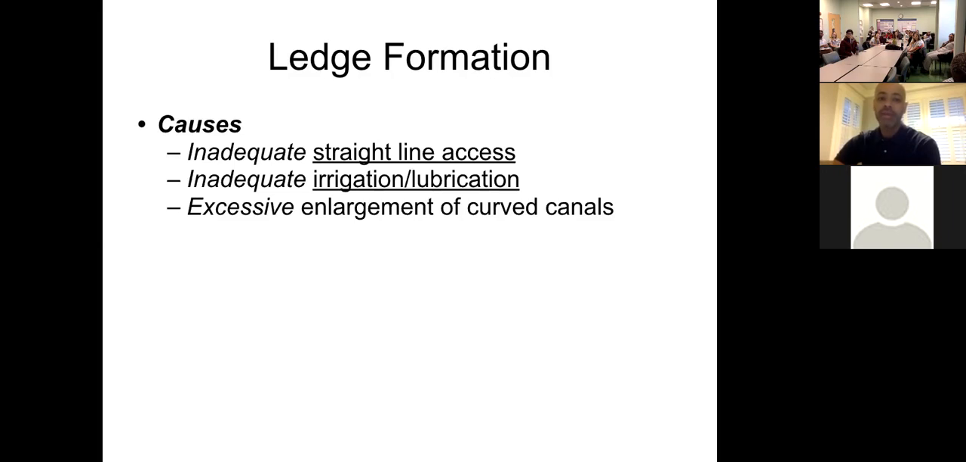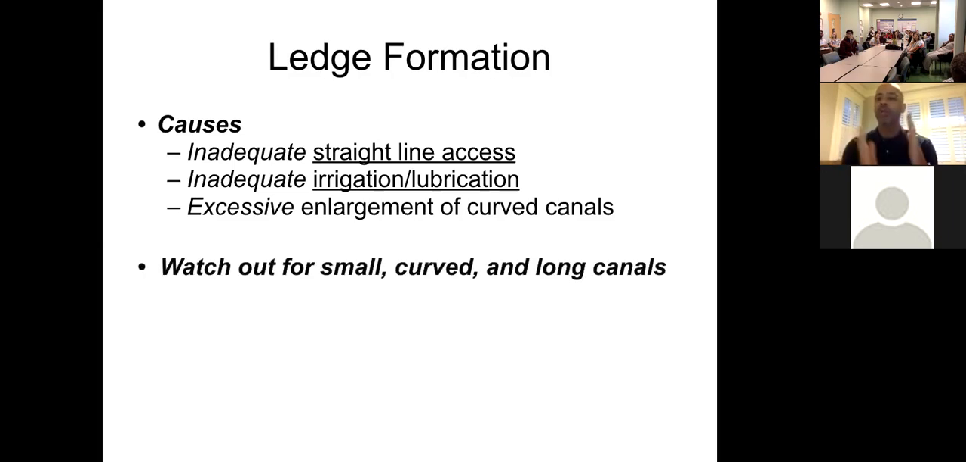So sometimes we also have these excessively curved canals, and if you try to widen them too fast, you're going to block yourself out. It's kind of like digging through a mine, all right? You're going to basically block that entrance.